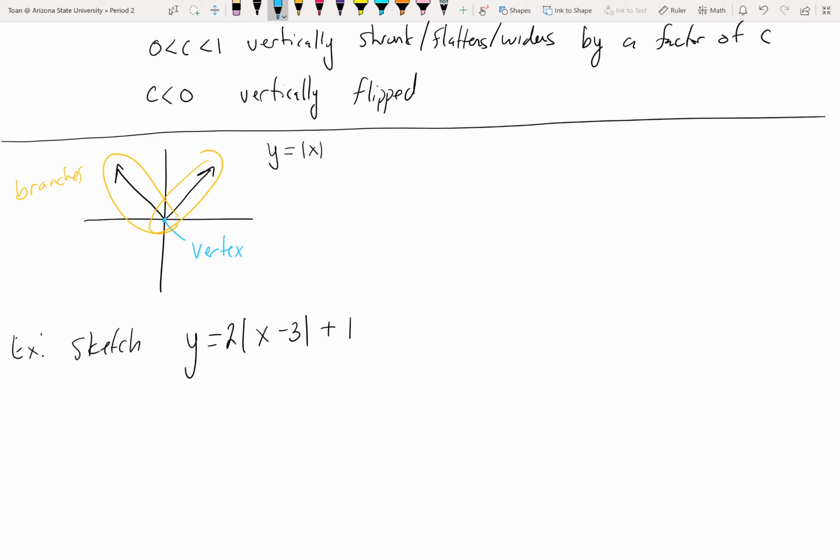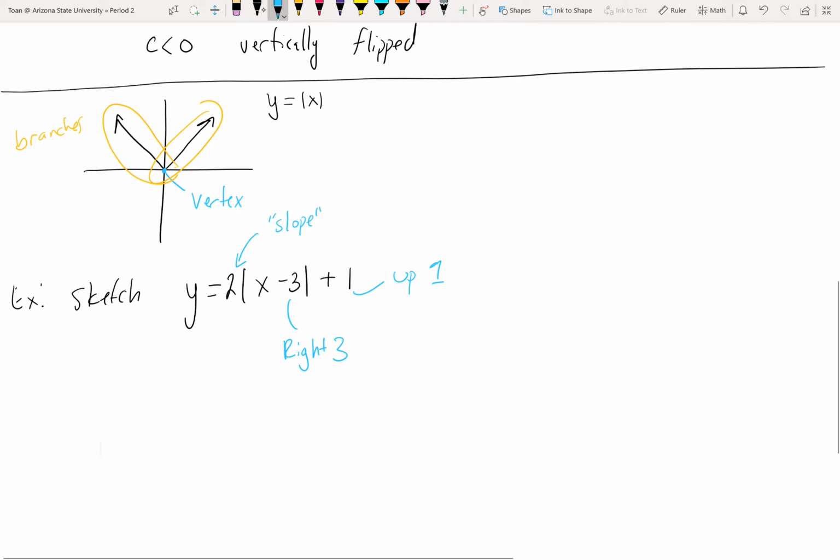All we have to do is be able to read the transformations. So the minus 3, if I recall the list above, tells me to go right 3. The plus 1 tells me to go up 1. And the 2 is my vertical stretch. Now for linear functions, that is your "slope." Notice I put slope in quotes because it really isn't your slope, but we can think of it as your slope. You're done. You can generate a pretty decent graph now.